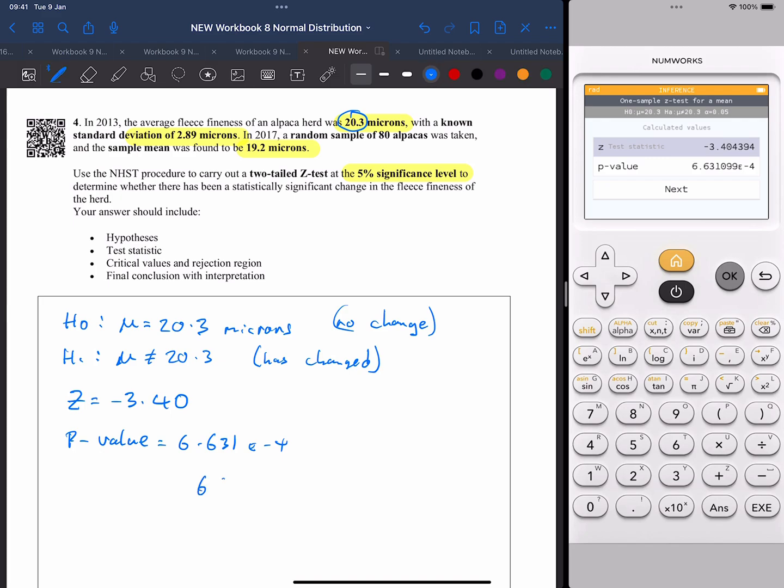So 6, 6, 3, 1, put a few zeros in front. You can see I'm moving it from where it is, 1, 2, 3, 4, and it gets smaller. So put a point here, 0 here. So I'm going to estimate that to be 0.0007, rounding this up to 7.